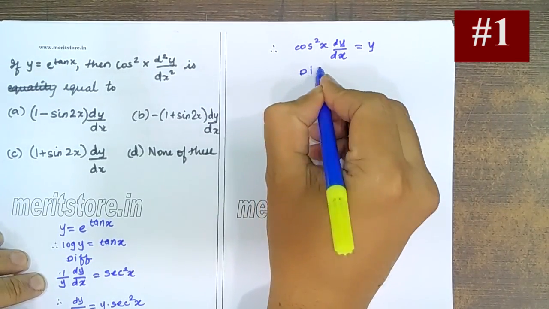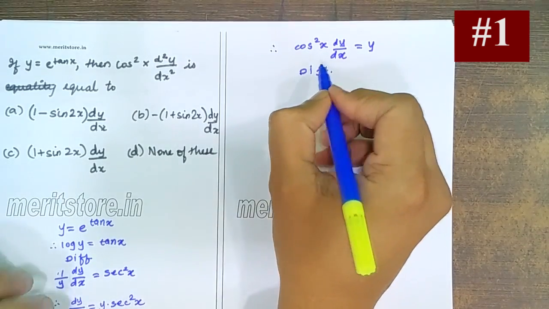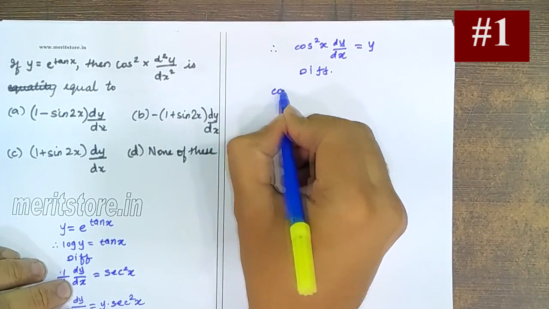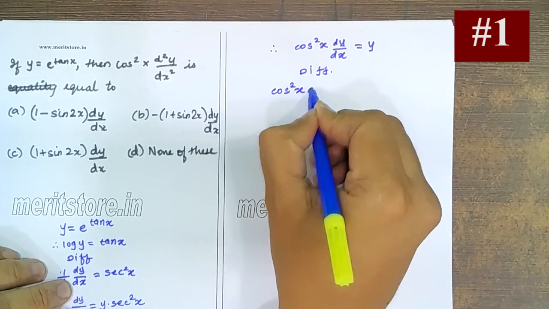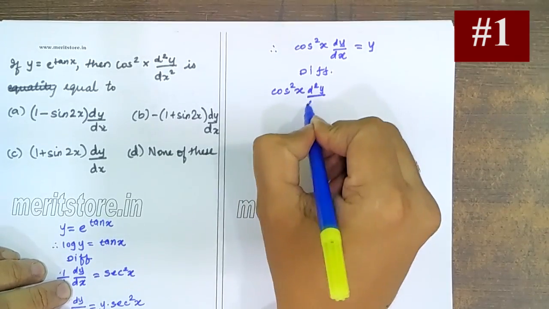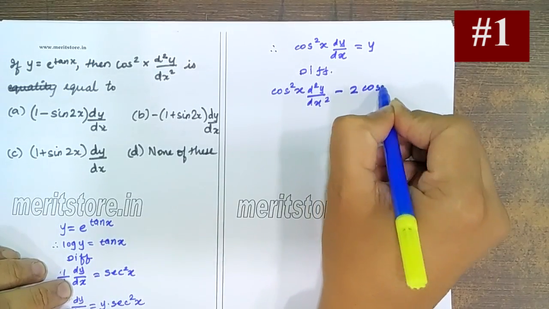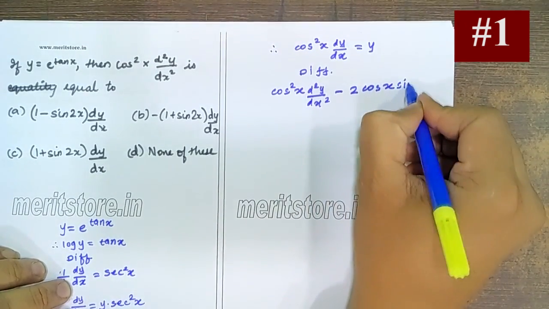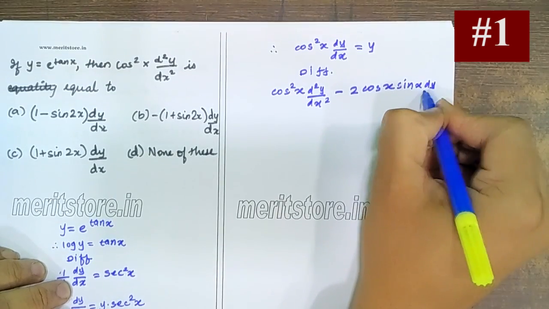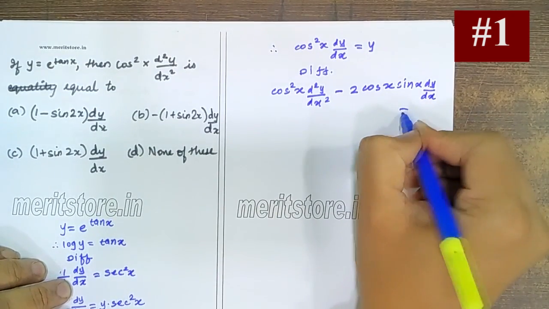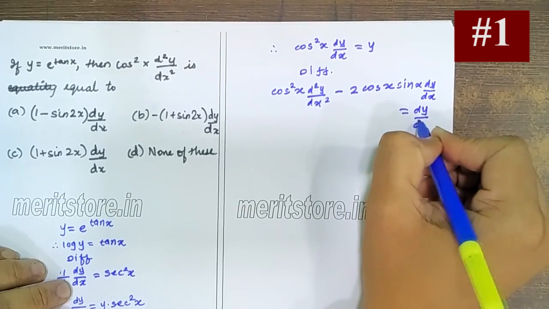Now again we will differentiate. So here we have to apply the u into v rule. So cos square x d square y by dx square minus 2 cos x sin x dy by dx is equal to dy by dx.